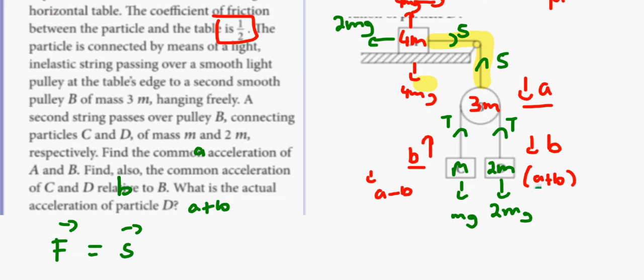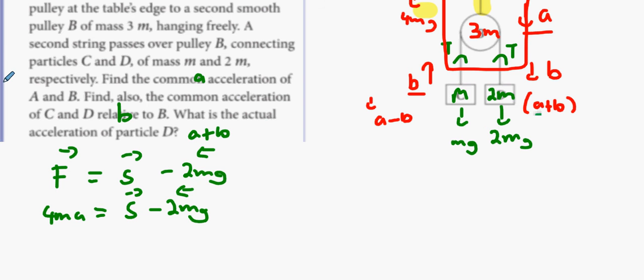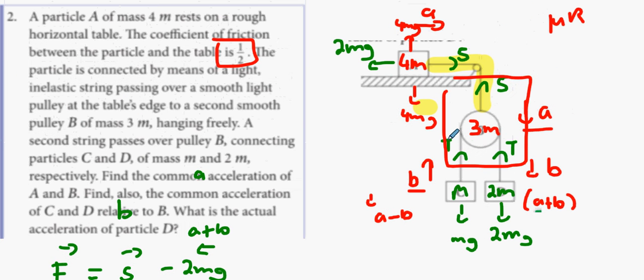Its force is going to the right because it's driven by tension S, take away 2mg. And then what we have here is 4ma, because it's mass times acceleration, which is 4m times A, which is S minus 2mg. Now, if we take this particle in isolation, please remember there's actually 3mg in there. I'm going to fix that later, so don't you worry.